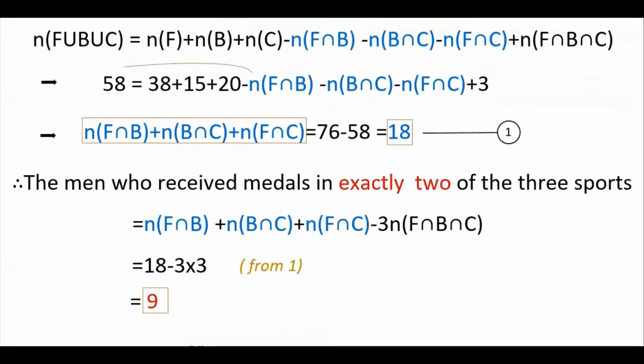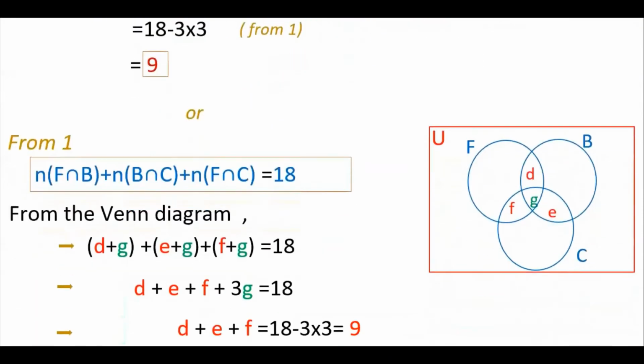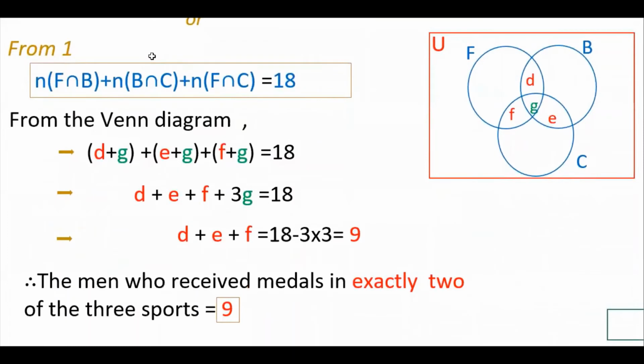Either you can do like this or you can use a Venn diagram to find the value. So here N of F union B union C, by using that we will get this value, N of F intersection B plus N of B intersection C plus N of F intersection C is equal to 18. So this value we got from the Venn diagram. Here this value is given, that is Z for example, and let us assume these 3 values. This is only F and B, that is D, and only B and C, that is E, and only F and C, that is F. So here exactly any 2 of any 3 sports means you have to add these 3 values, D plus E plus F. So from the Venn diagram, we have to find D plus E plus F.